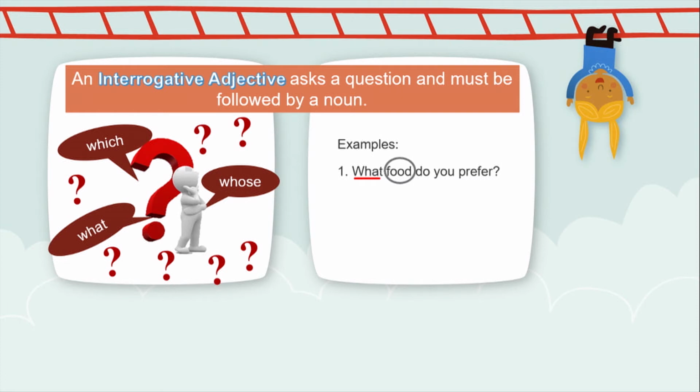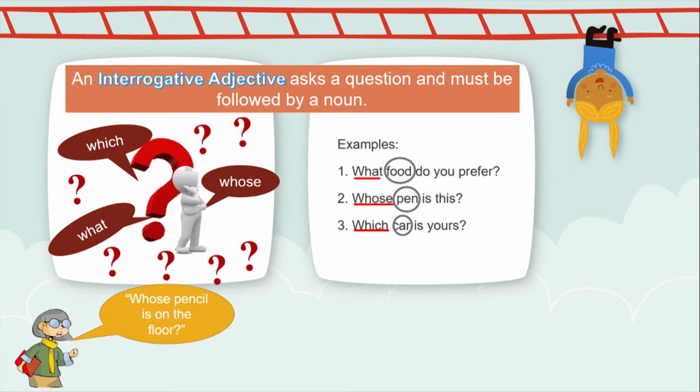Food is the noun. You seeing it? Let's look at it again. What is the adjective? And it's followed by the noun food. What food do you prefer? Whose pen is it? Tell me, what's the adjective? What's the noun? Very good. Which car is yours? The adjective is which, the noun is car.